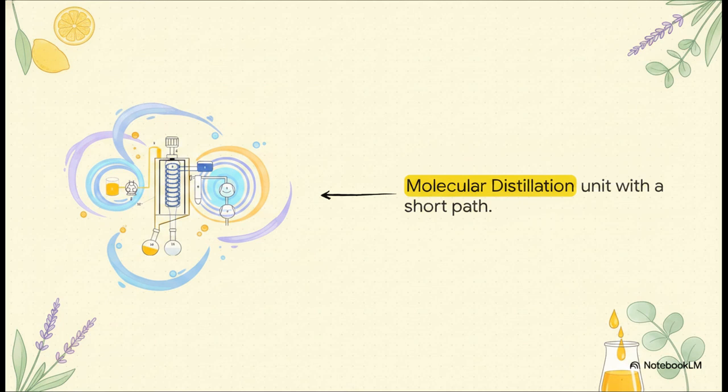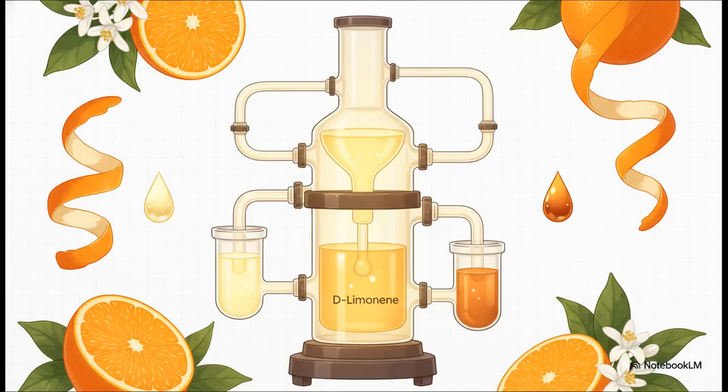The secret sauce here is the ultra-short path. We're talking sometimes just a few centimeters between the heated evaporator surface and the cooling condenser coil. Because there's a high vacuum applied, the molecules evaporate rapidly and travel that tiny distance instantly. They never suffer any thermal damage from prolonged heat exposure. Let's look at how this works in practice using orange essential oil as a case study.